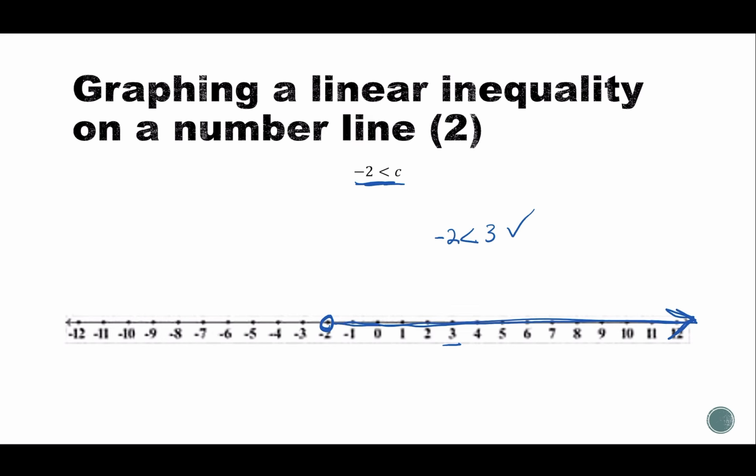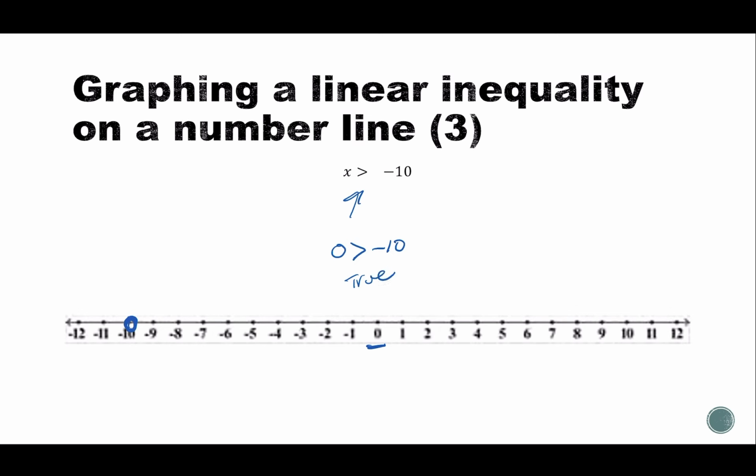For our final example, I have x is greater than -10. So here's -10. It's not included in my solution because it's strictly greater than. It's not greater than or equal to. And what we need to do now is pick a number greater than -10. How about 0? 0 is greater than -10. This is true. So I'm going to shade this right-hand side of my number line.